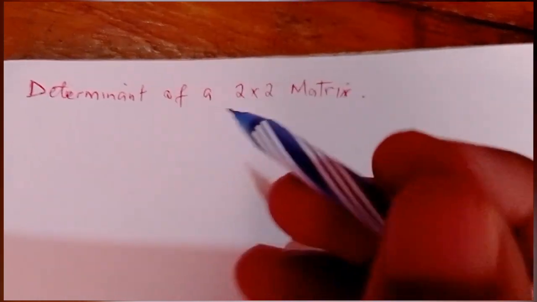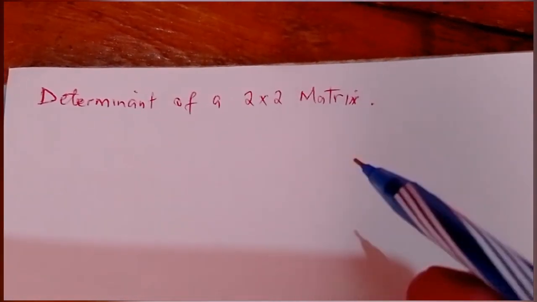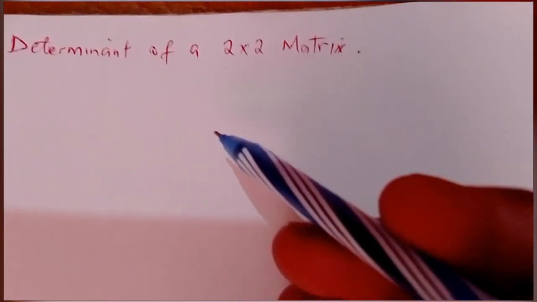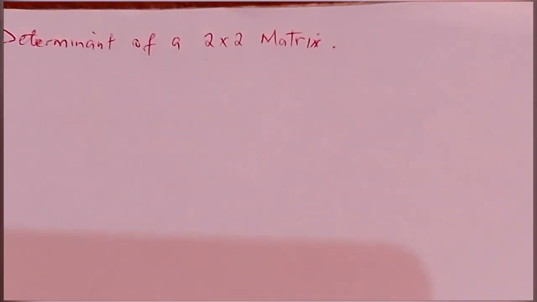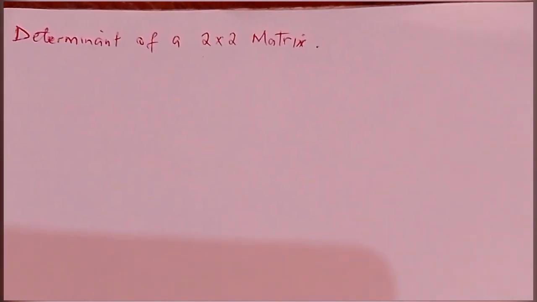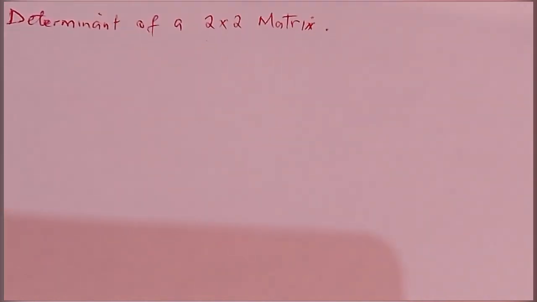and it is said that when a matrix has an equal number of rows and columns, for example in this case 2 rows and 2 columns, we call this matrix a square matrix. So let's look at the determinant of a 2 by 2 matrix, a matrix which has 2 rows and 2 columns.